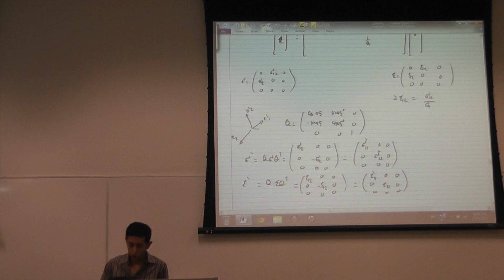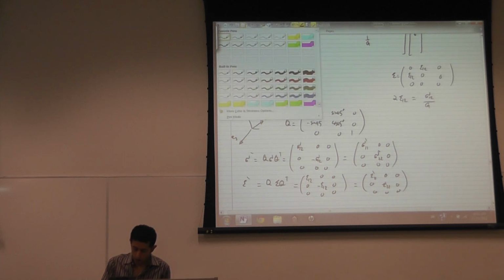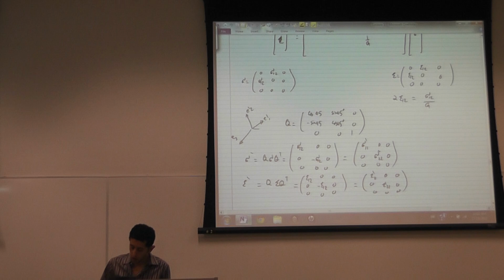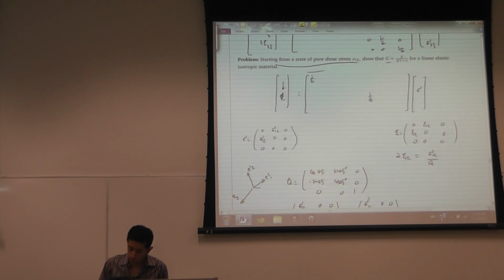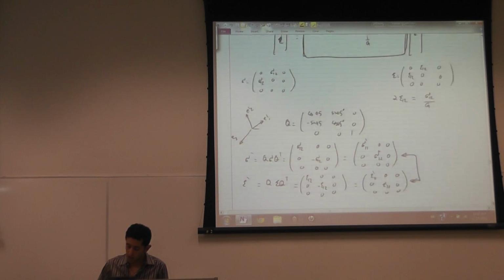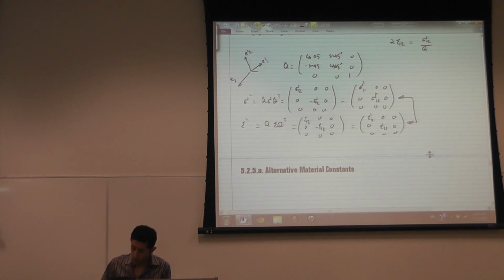Now forgetting about the original coordinate system, I know that the relationship between the stress and the strain is independent of the coordinate system, which means I can still utilize the same C to describe the relationship between the stress and the strain. So I can write that epsilon prime 1 is equal to sigma prime 1 over E plus or minus Poisson's ratio sigma prime 2 over E.